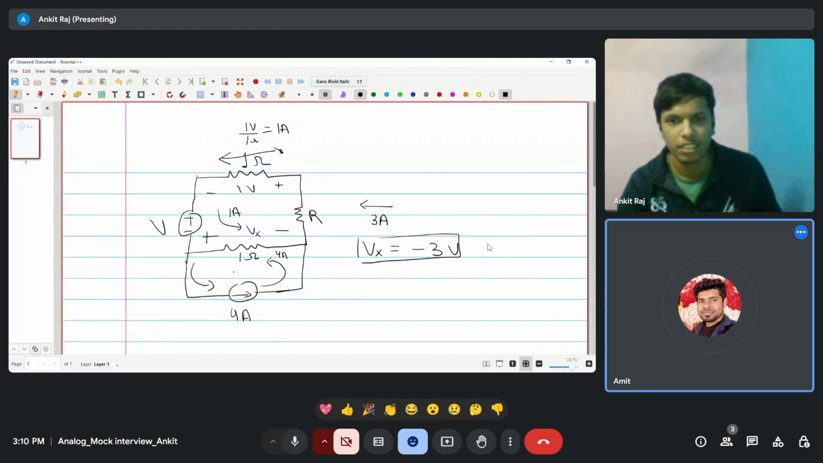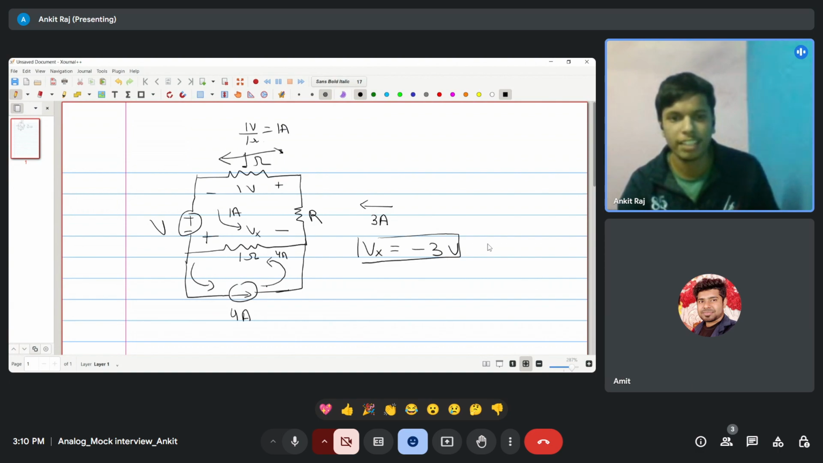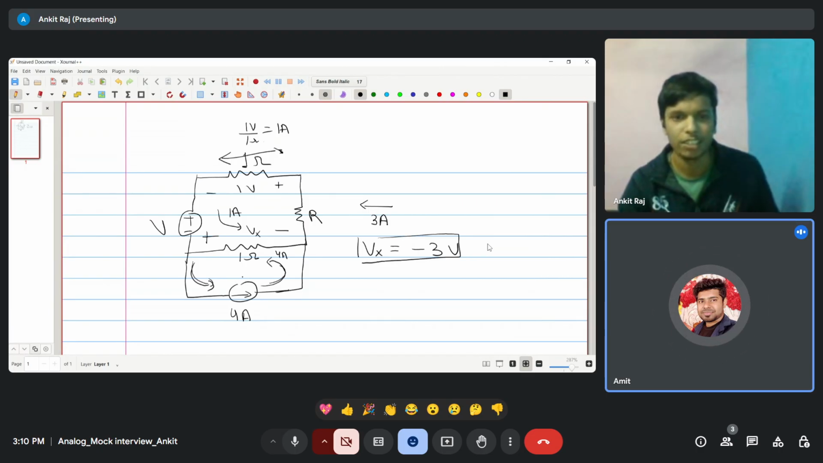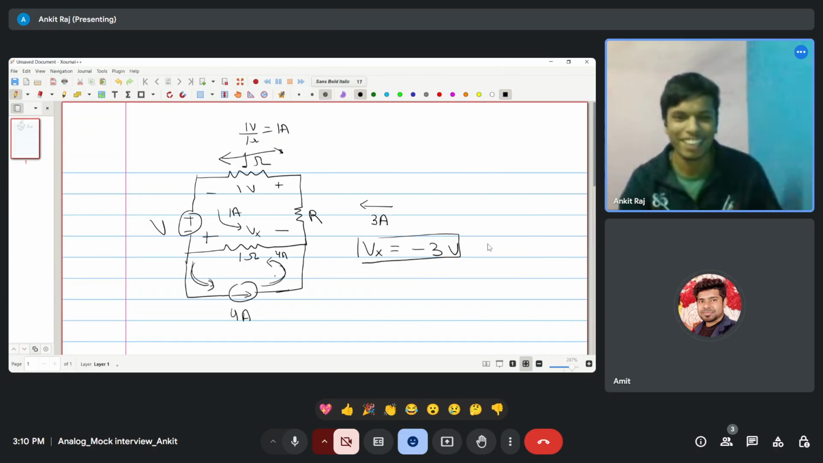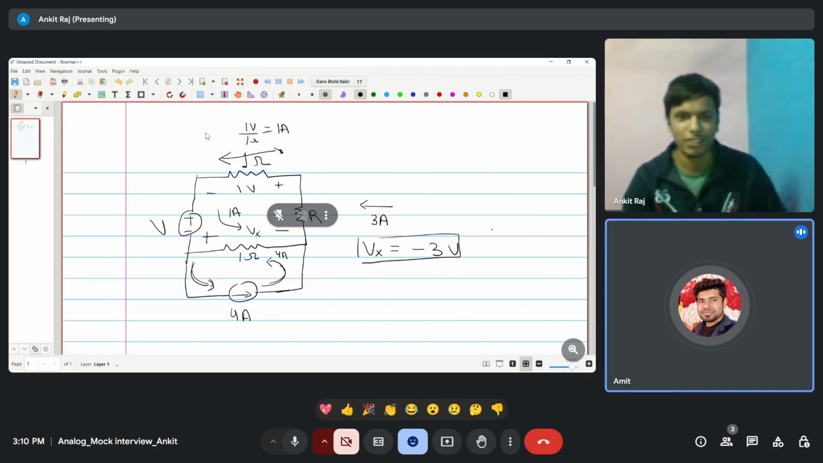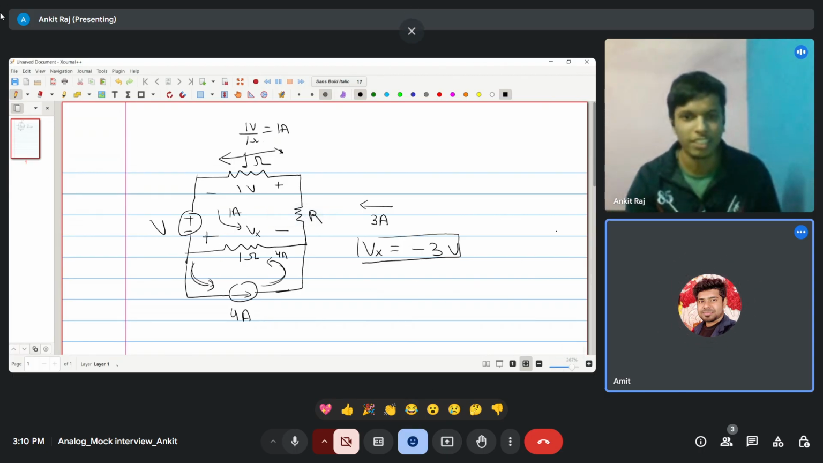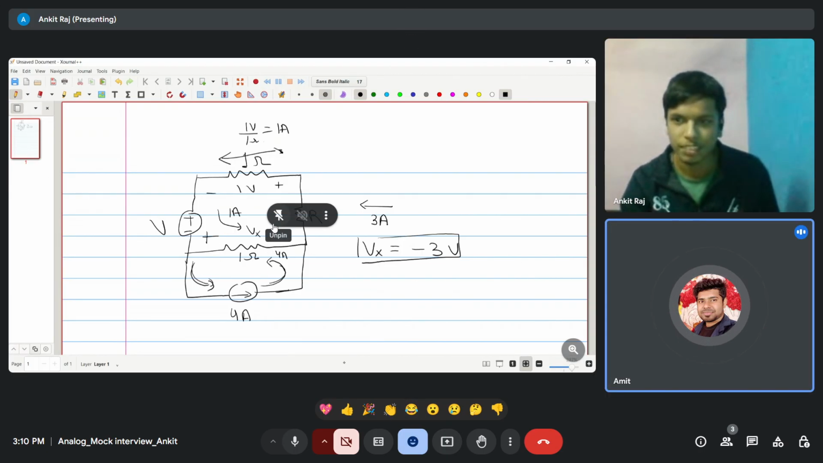Sir, I didn't say the complete loop. I said the 4 ampere will be leaving here and 4 ampere will be coming from here. No, you have mentioned the loop, na? Oh, okay, sir. Loop means the 1 ohm thing should also be included. Okay, it is fine, and it is minus 3 volts. Now, okay, then again I am sharing. Okay, no, there is no issue.